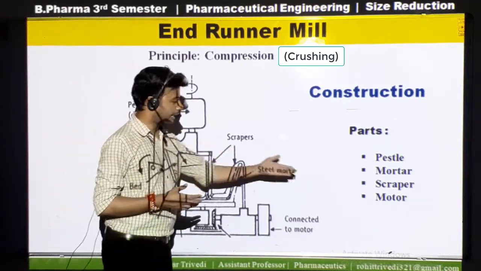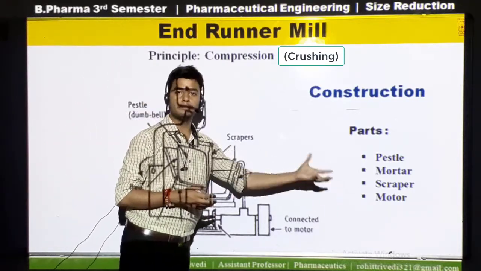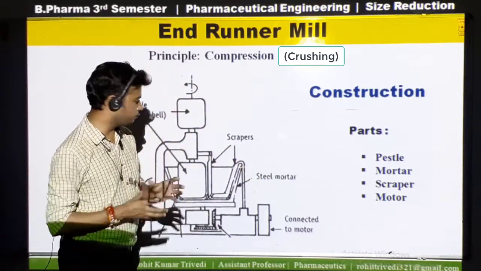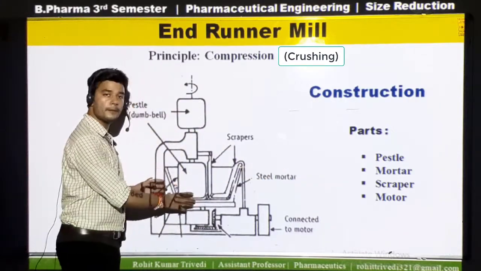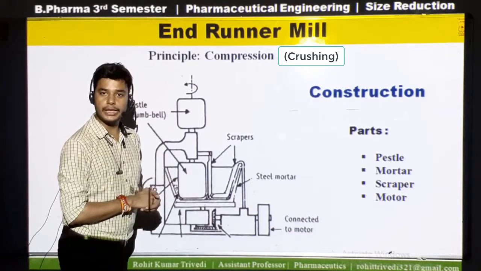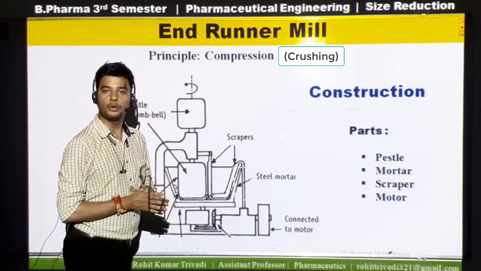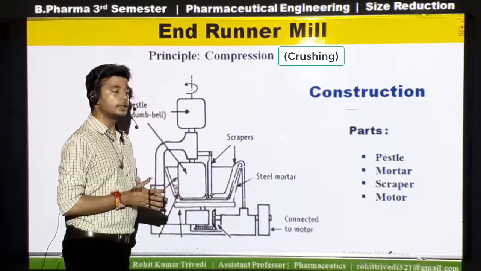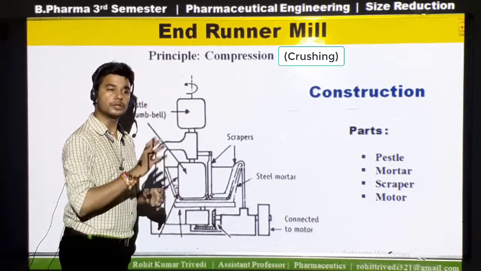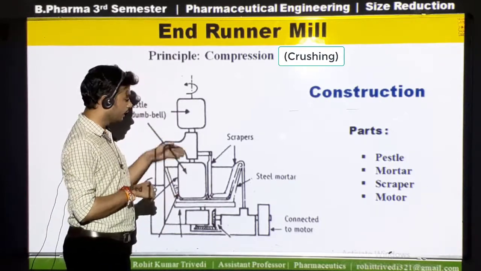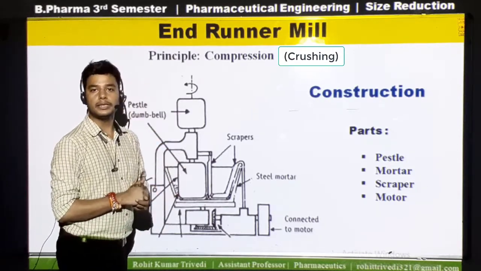And the last part is the motor. Basically it is an electric motor that is used for operating or rotating the bowl, or steel mortar, we can say. The simple electric motor is used for the movement of the steel mortar. The mortar rotates on its axis, due to which the material is reduced in size.